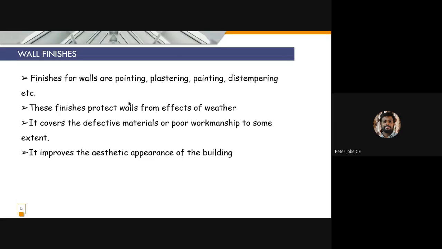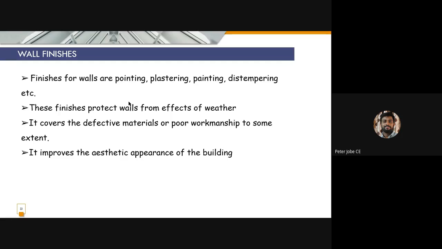Next is plastering. We will mix cement and sand in the required proportion using water, and we will paste it on the surface of the brick masonry, and that's known as plastering.